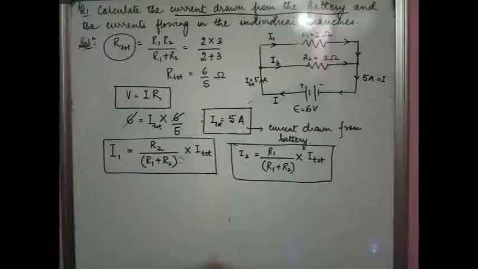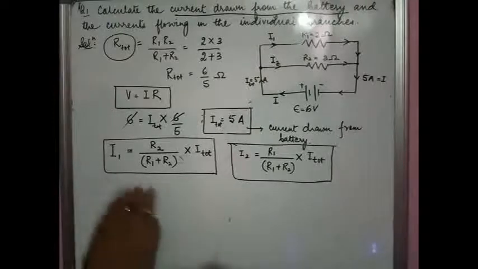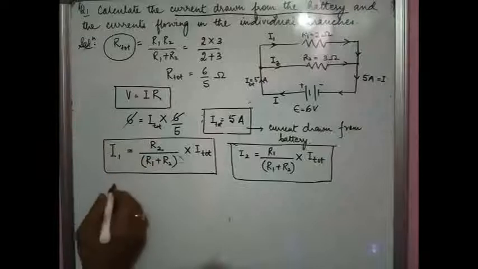Now those of you who have a little intelligence, you will automatically come to know that once we calculate I1 or I2, the other branch current need not be calculated by using the formula. You can simply subtract I1 from the total current to get I2. I'll show you what exactly I mean by this.